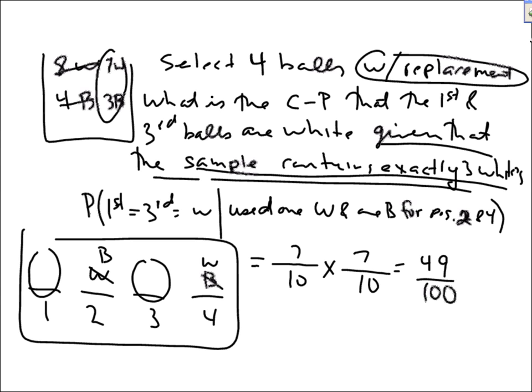49% of the times, if position 2 and 4 have a white and a black, the first and the third will also be white. Now, what if I say without replacement? Put a little O there, without replacement. Now, that one's going to change.